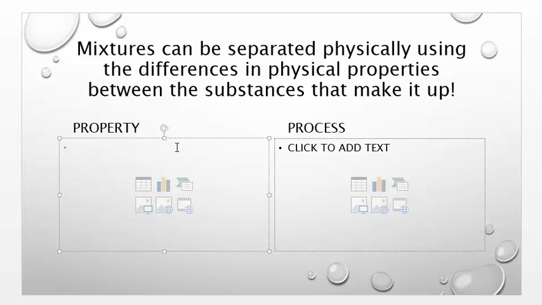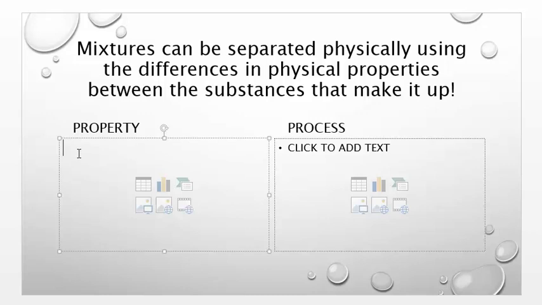The mixtures can be separated by the individual physical properties, because when they come together, they don't change their physical properties. They are strong in that they keep their identity. So I want to go through some properties and the processes that are used to separate mixtures using that property.